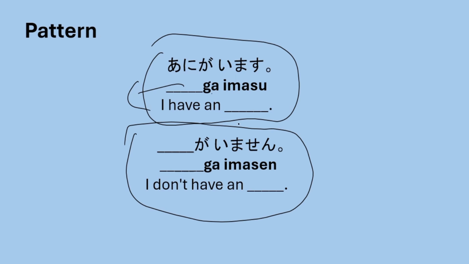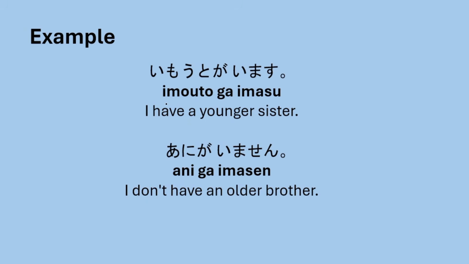If you add imasu, it means I have. If you add imasen, it means I don't have. So let's see an example. Imouto ga imasu. I have a younger sister, imouto. Ane ga imasen. I don't have an older sister.